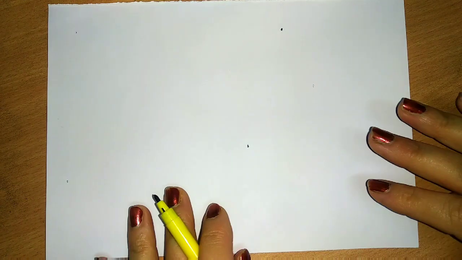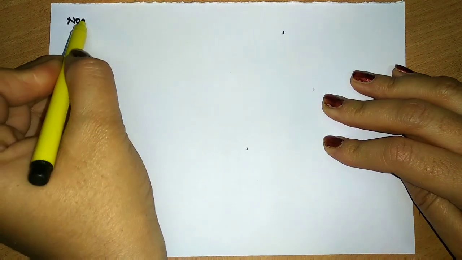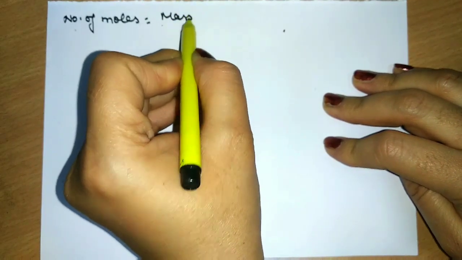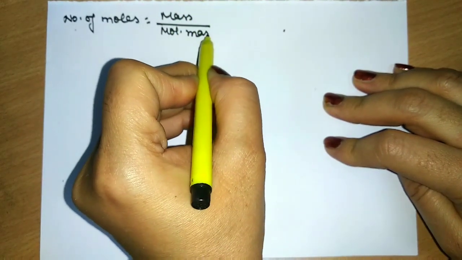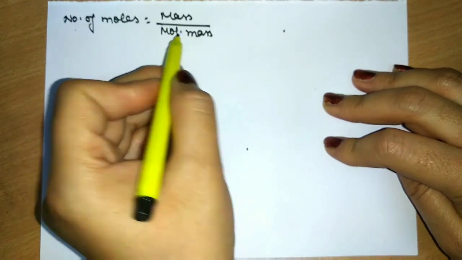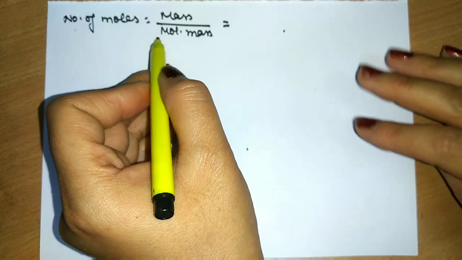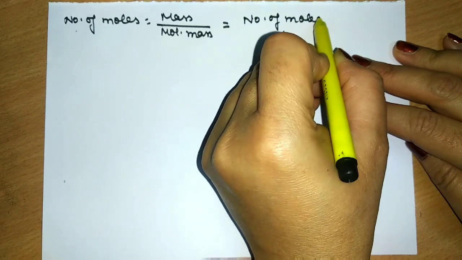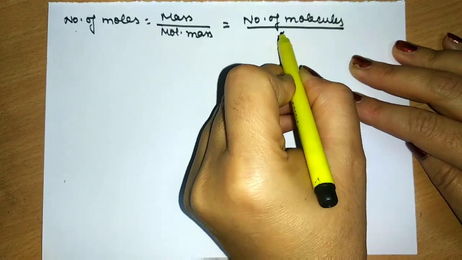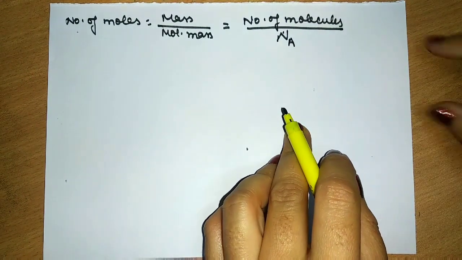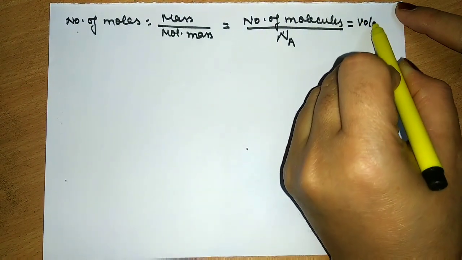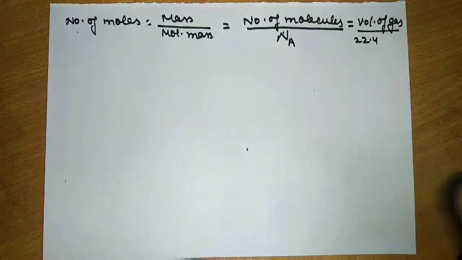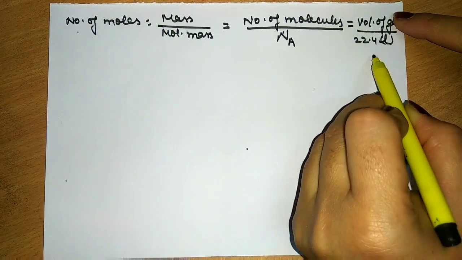So if I write, number of moles is equal to mass divided by molar mass or atomic mass. Molar mass in the case when the molecule has been given, or we can take atomic mass when an atom has been given. ठीक है? Is equal to number of molecules divided by Na. Na you know 6.022 into 10 to the power 23, which is also equal to volume of gas divided by 22.4 liter at STP.